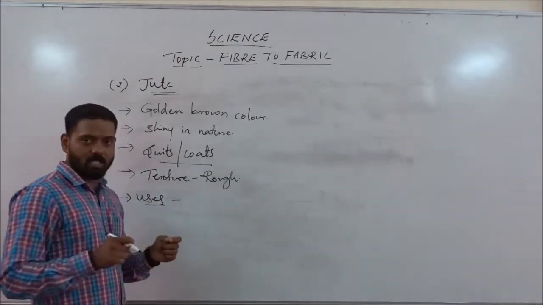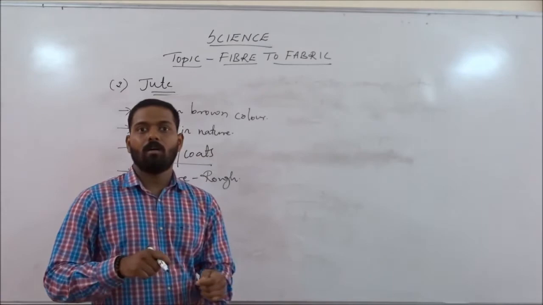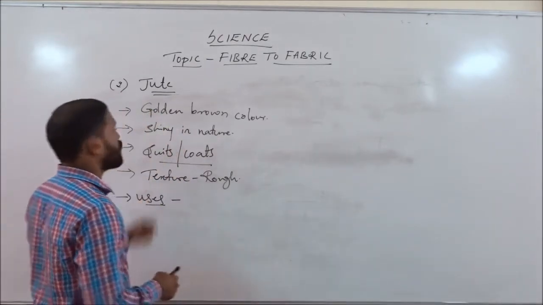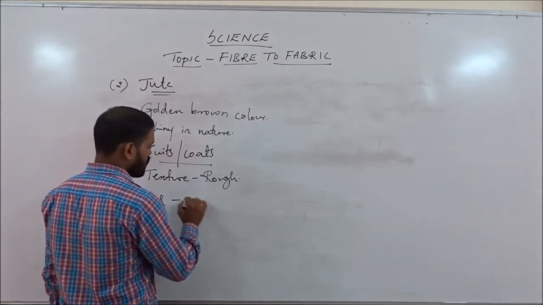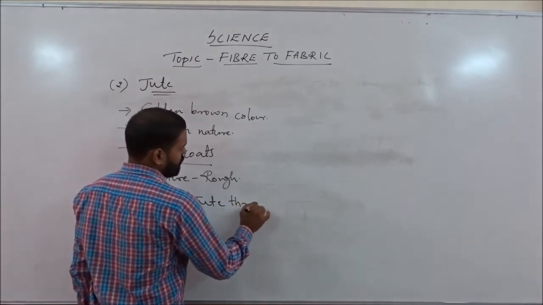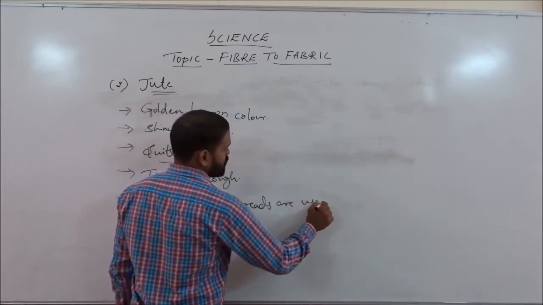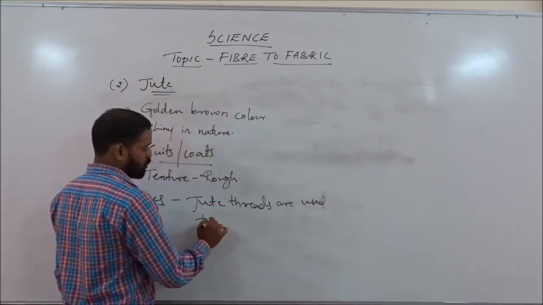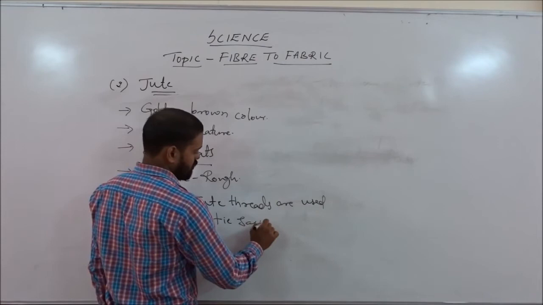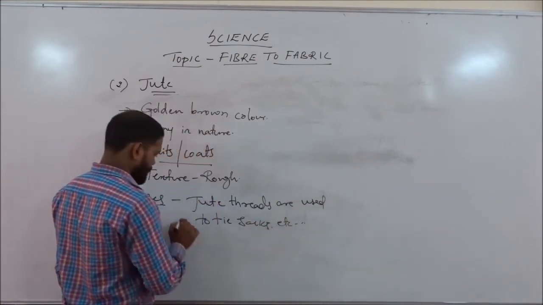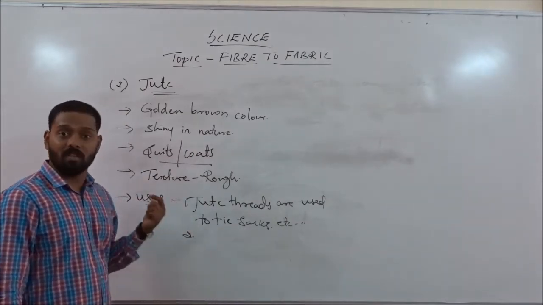Like the jute threads, we can make them. If you want to tie sacks, basically we use these threads. Threads are useful in our day-to-day life activities. Jute threads are used to tie sacks, etc. And the second use of jute fiber is that we can use it to make sacks.